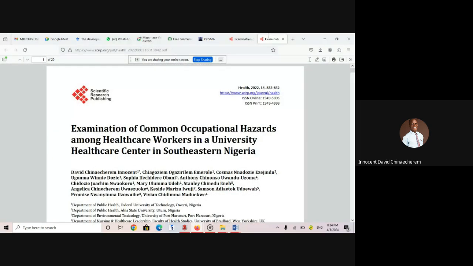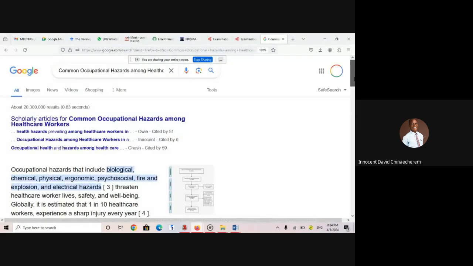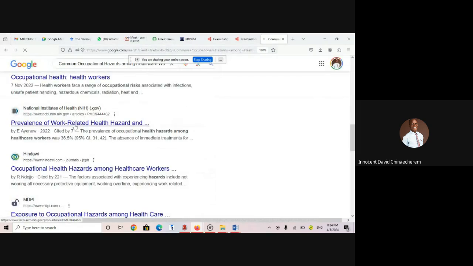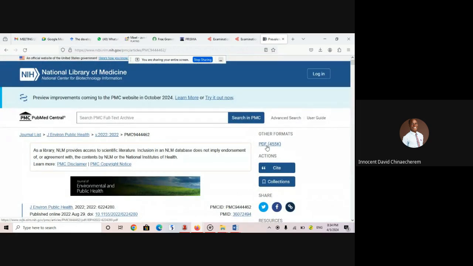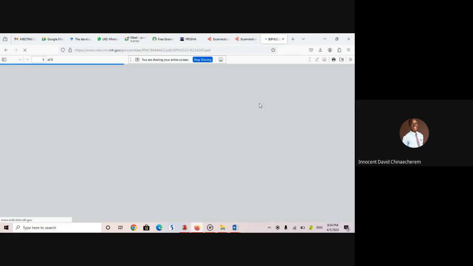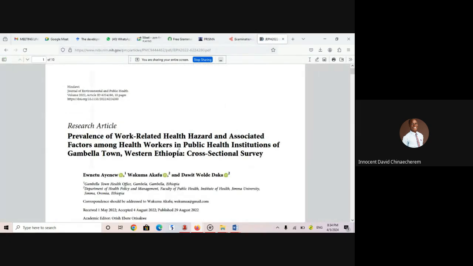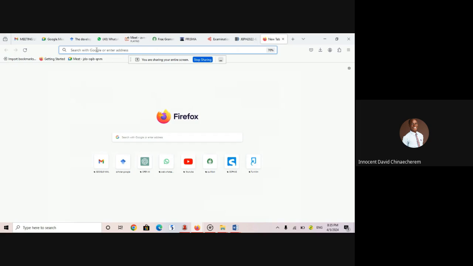So let's check out another paper on occupational hazard to do our quality assessment. So we want to conduct quality assessments right away. So I think this is very simple. Even a layman can at least do it. So we have this paper, we have this paper. I'm also going to open another one.